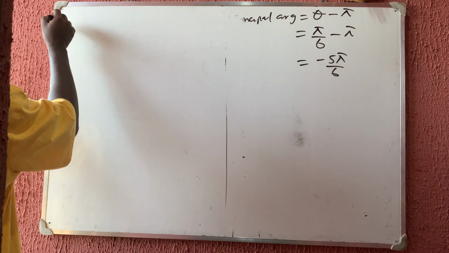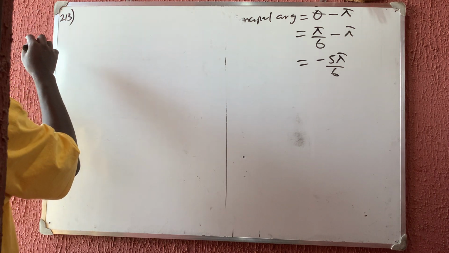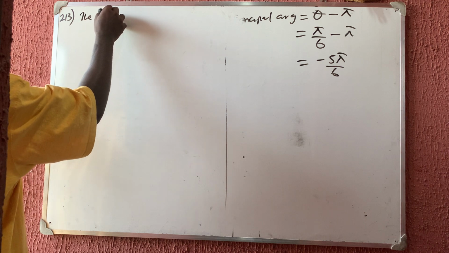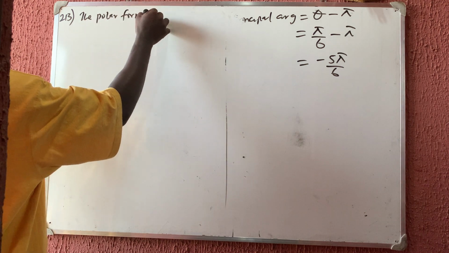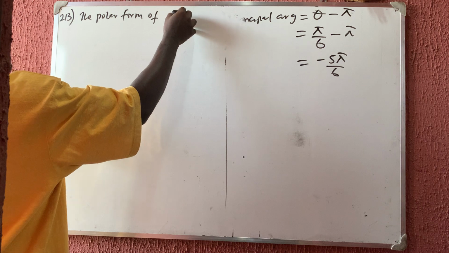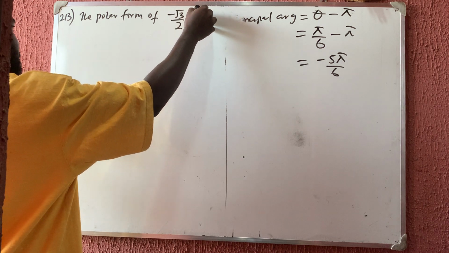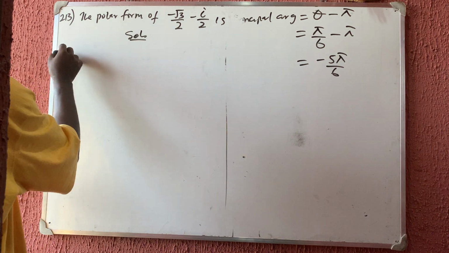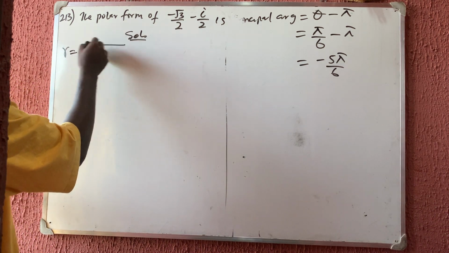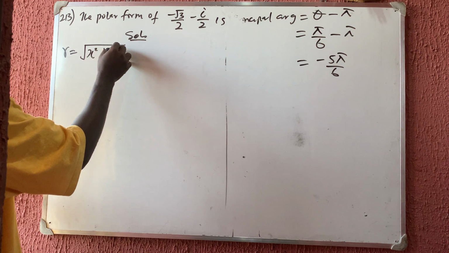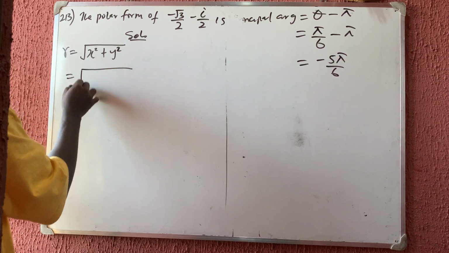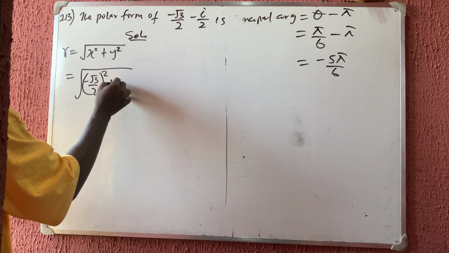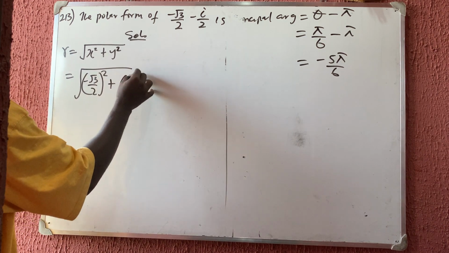Question number 213 asks for the polar form of minus root 3 over 2 minus i over 2. Solution: before you find the polar form, I need the modulus. r is the square root of x squared plus y squared, which is equal to the square root of (minus root 3 over 2) all squared plus (minus 1 over 2) all squared.